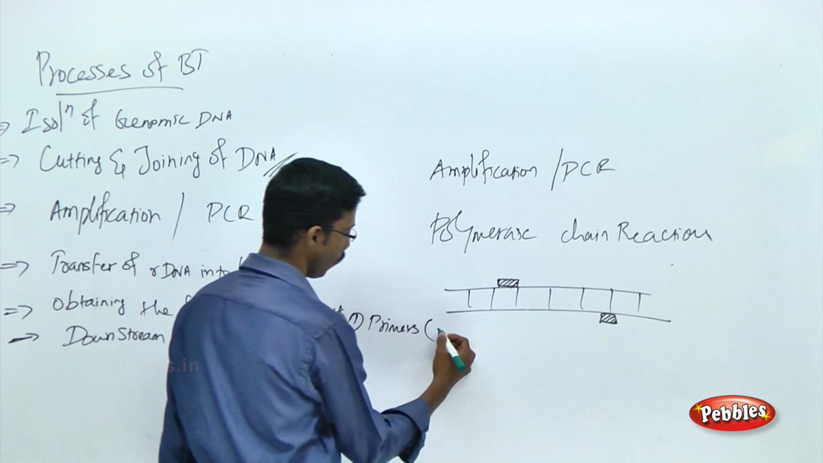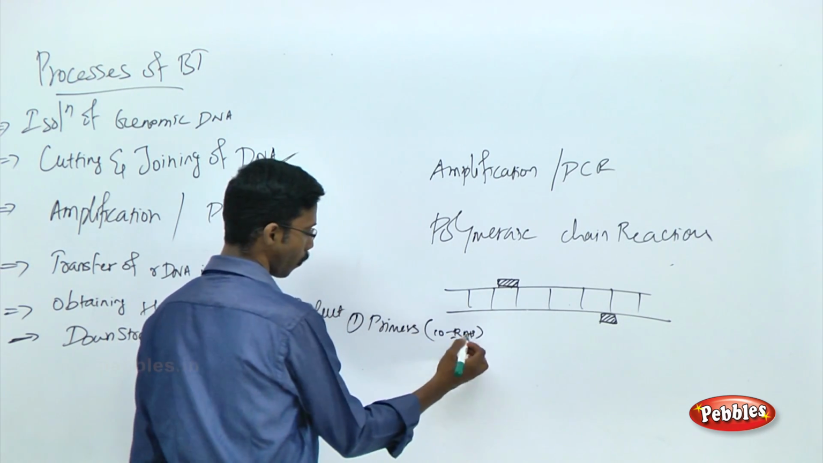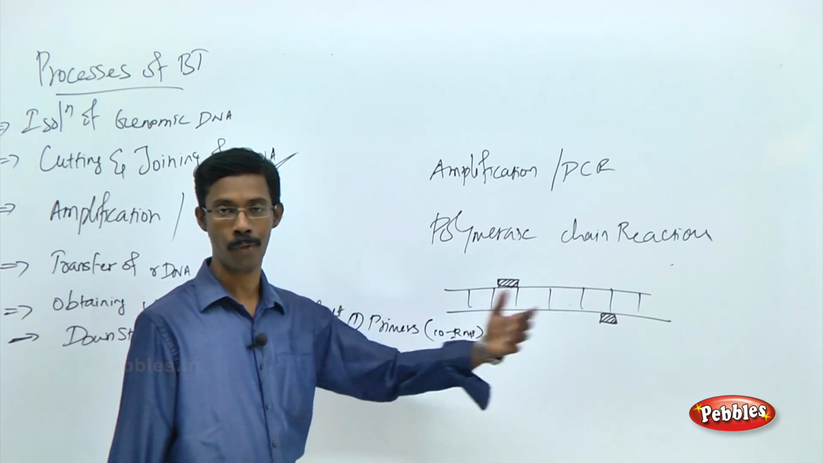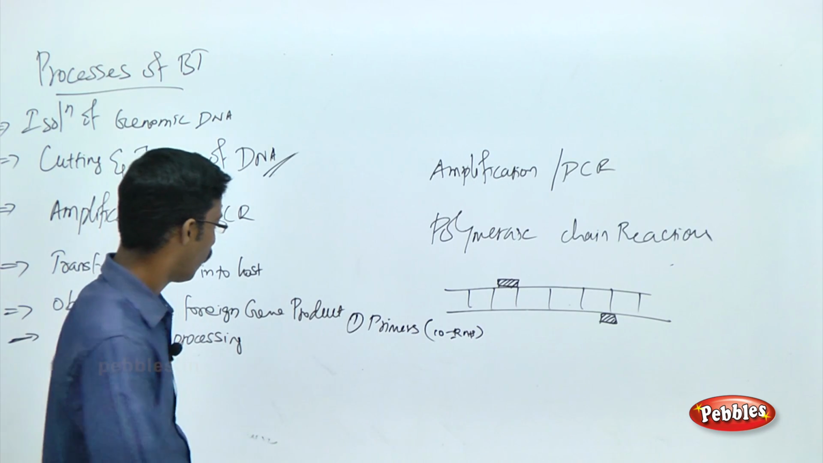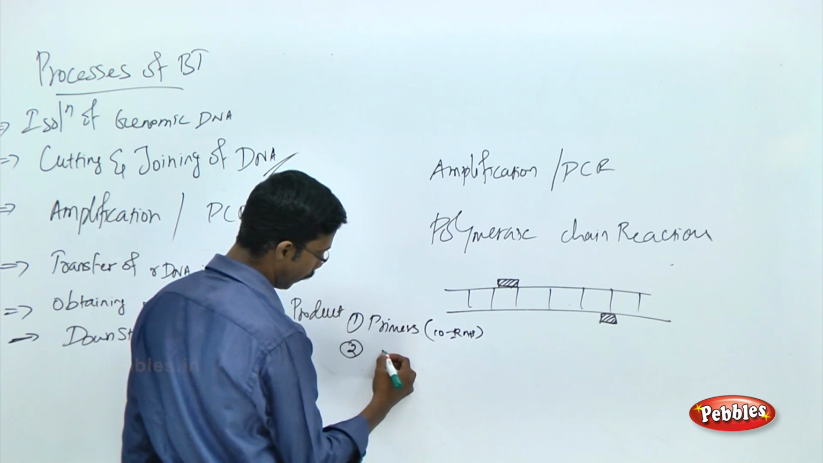It will be around 10 to 12 nucleotide length. That is what are called primers. They are complementary to the ends of your required or target gene. And then you need a major group of enzyme called DNA polymerase.